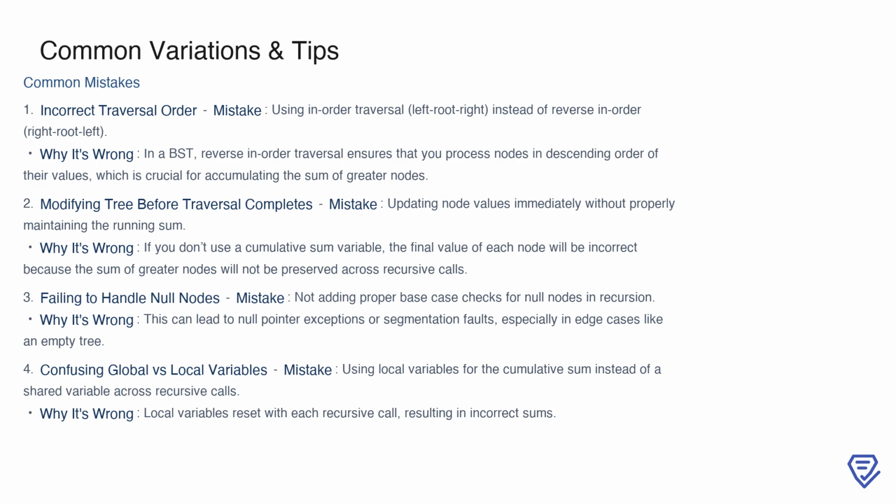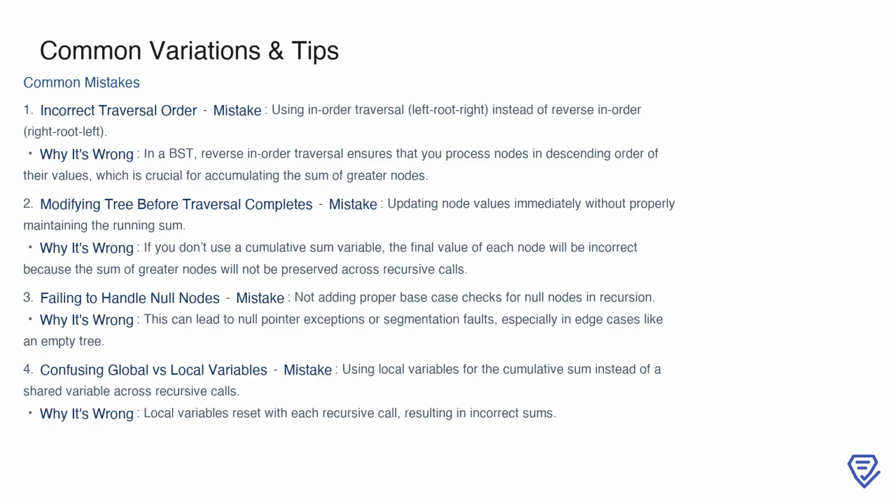One of the most frequent errors is using the wrong traversal order. Specifically, in-order traversal processes nodes in ascending order, which doesn't work for this problem. Instead, you need reverse in-order traversal, which processes nodes in descending order. This is essential because it allows you to accumulate the sum of all greater nodes as you traverse the tree.